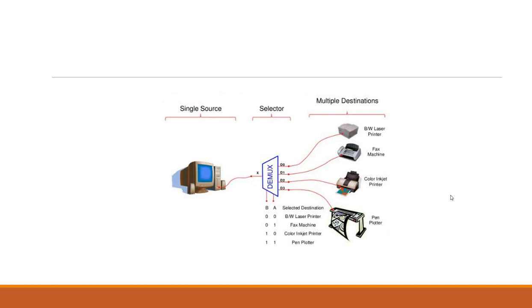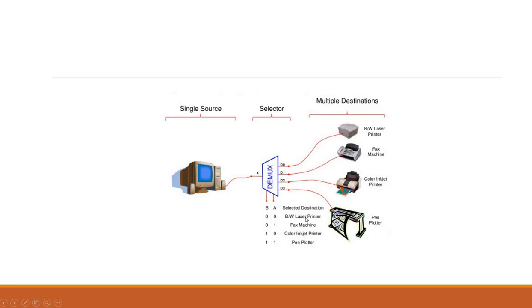Suppose we have a single computer system in our home, to which we can connect a laser printer, a fax machine, an inkjet printer or a pen plotter. So these are all our multiple destinations. We have a single source, and we can select whether to use the laser printer, the fax machine, the color inkjet printer, or the plotter machine. This is determined by these inputs.